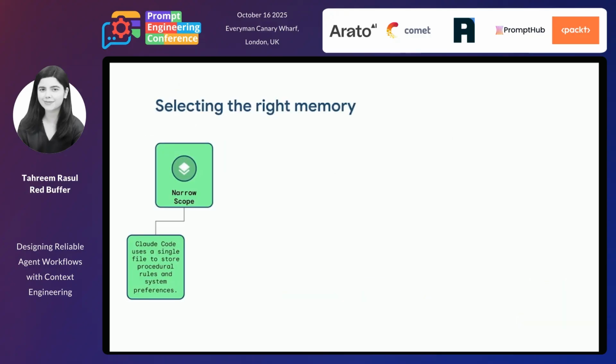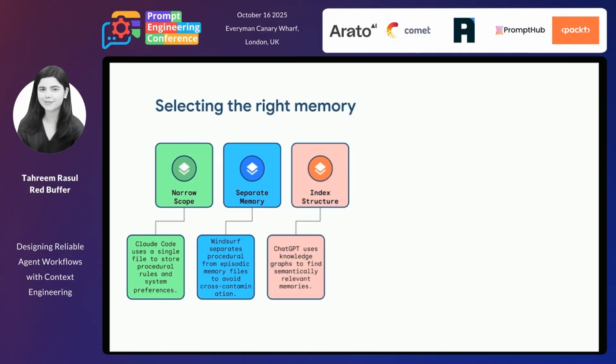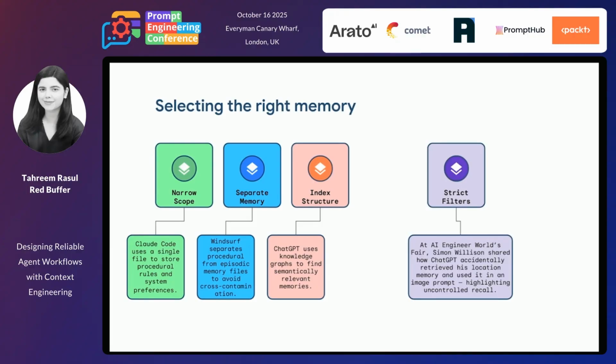We can now think of summarizing everything that we've talked about so far. When we talk about selecting the right memory, the first thing we want to do is narrow the scope. Claude Code does this by having everything in a single file for procedural rules and then referring to that. You can have different memory types like we talked about. Windsurf has the implementation we just talked about of semantic, episodic, and procedural memory. We also want to index with structure. ChatGPT, for example, uses knowledge graphs to find semantically relevant memories. You can also have stricter filters.